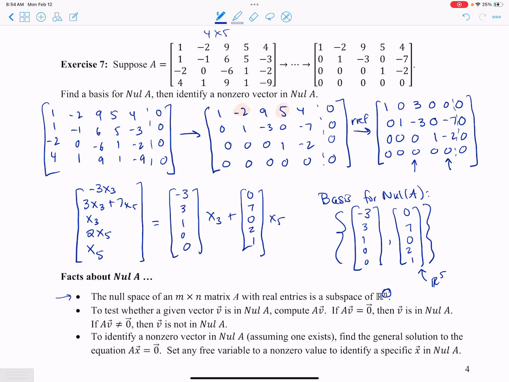To test whether a given vector is in the null space, you can just multiply your A times that vector. If you get 0, then it's in the null space. If you don't get 0, it's not in the null space. And to identify a non-zero vector in the null space, if one exists, you can find the basis and then pick any linear combination of those two.